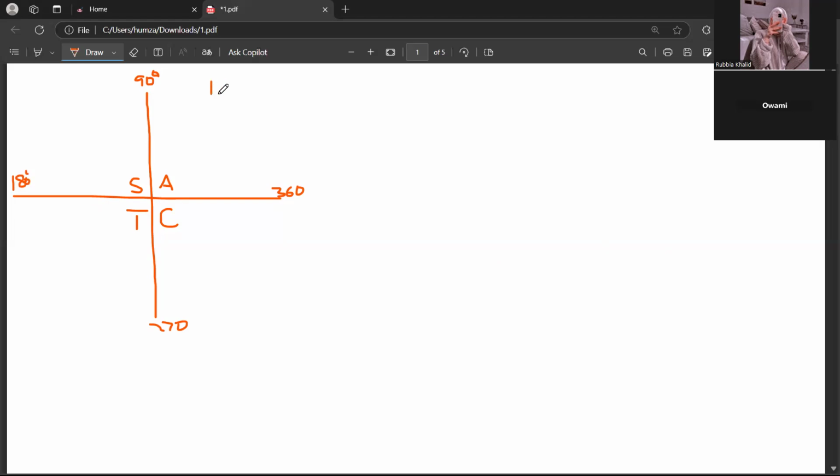Now, we know this is quadrant 1. Quadrant 2. This is very basic, right? We've been doing this from grade 10 class. So we know what the CAST diagram is, where all the quadrants are, and in which quadrant which trig ratio is positive. Now we have the co-functions and reduction formula.